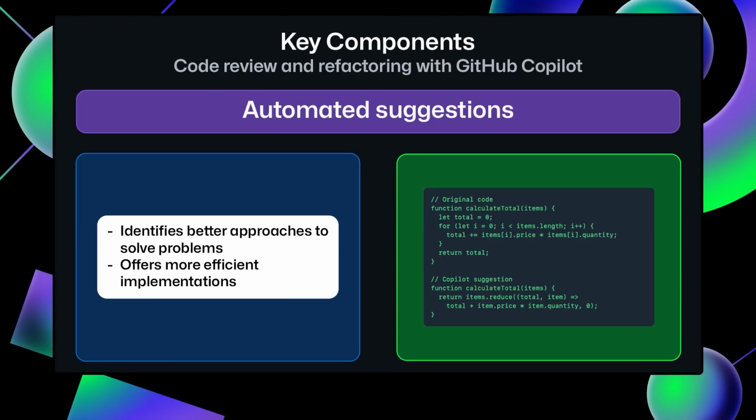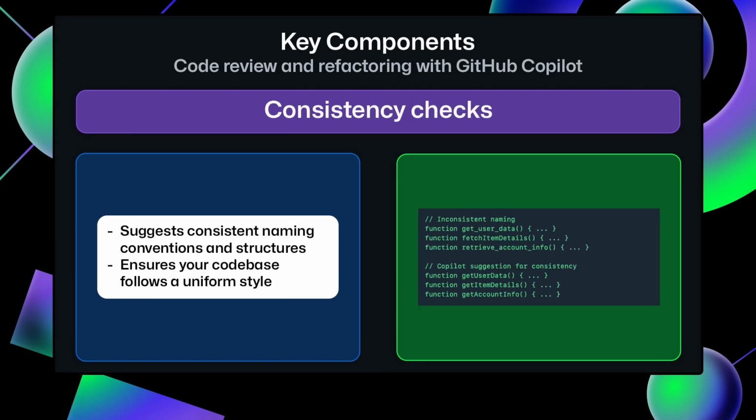So, what are the key components of using Copilot for code review and refactoring? We can break this down into 5 areas. Automated suggestions. This is where Copilot suggests improvements and optimizations as you review your code. Consistency checks. This is where Copilot helps maintain coding standards by suggesting consistent naming conventions and structures for your functions.